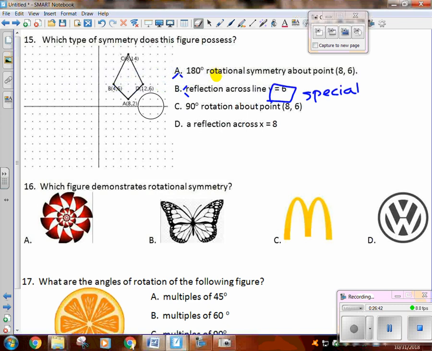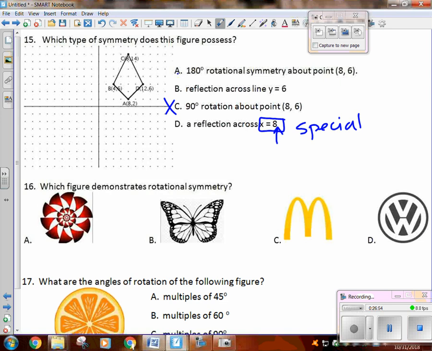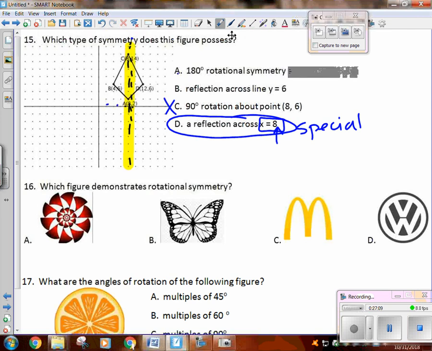What about a reflection across the line x equals 8? That's a special line too. So when I look at the line x equals 8, I'm going to go to the x-axis to that number 8, 2, 4, 6, 8. It only touches, so I'm going to go right down through here. I think that's our answer. If I look at the left side and imagine flipping it to the right side, right down the middle, I would actually have the same thing. It would actually have very good symmetry.